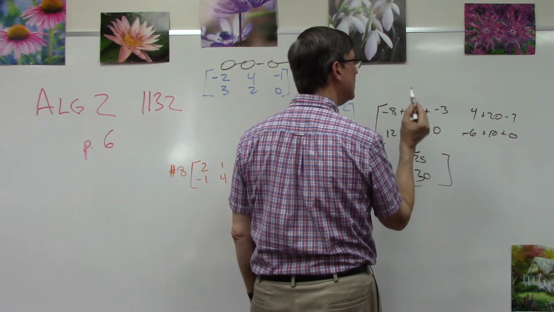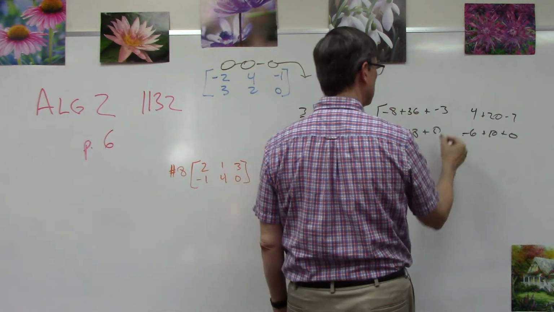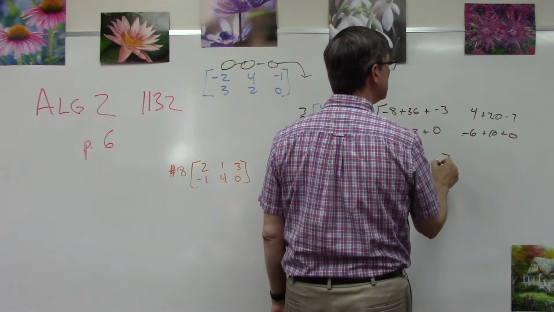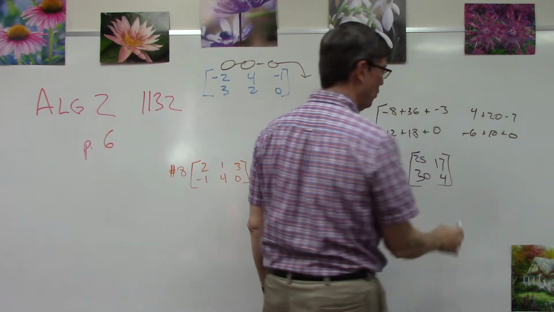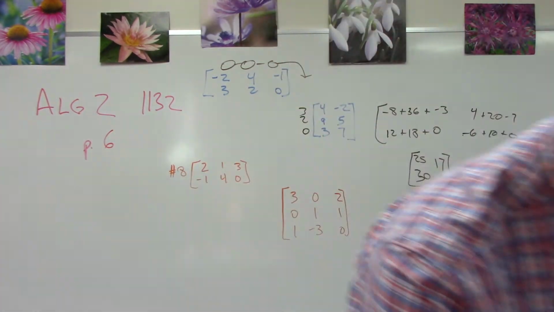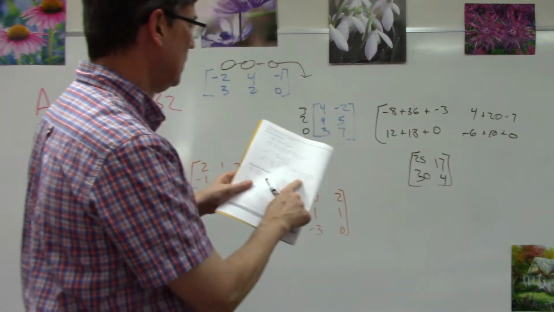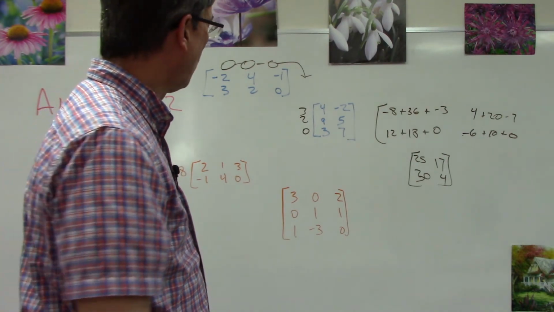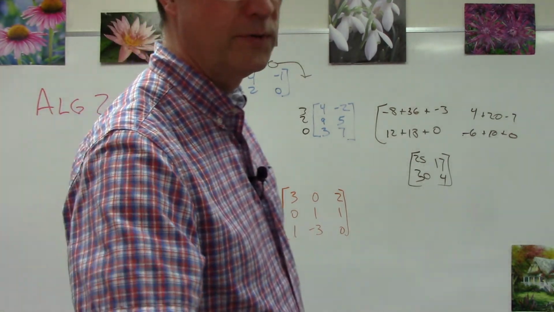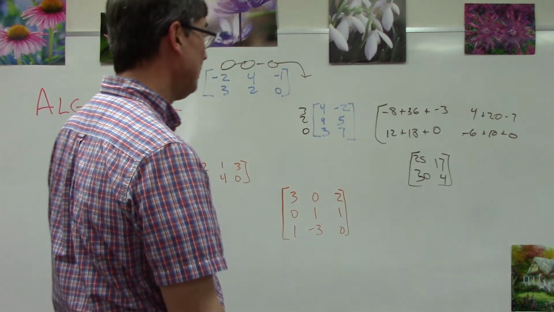30 and 17 and 4. All right, is that what they got? 25, 30, 17, and 4. Yay! Wow. All right. I always feel good when we do get the right answer. It doesn't always happen.